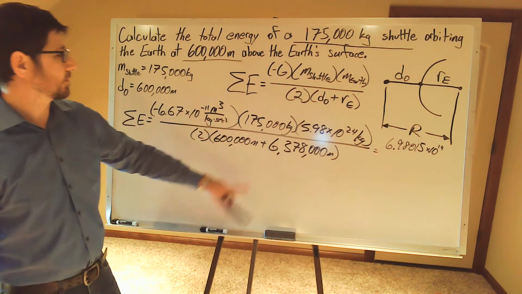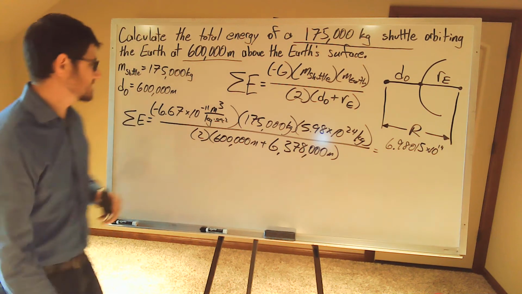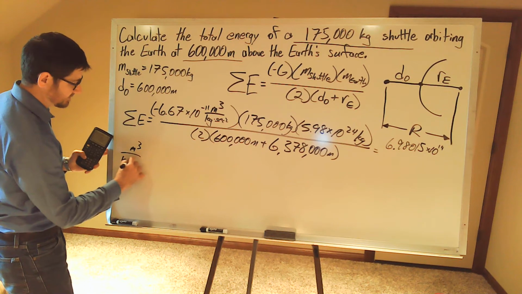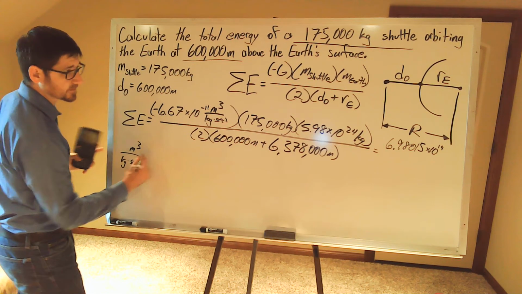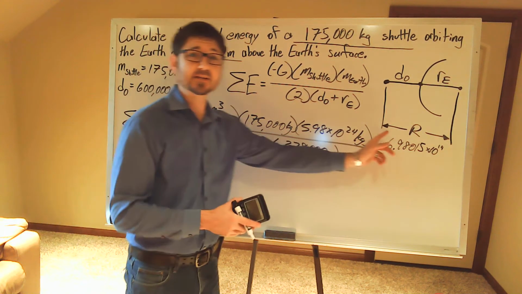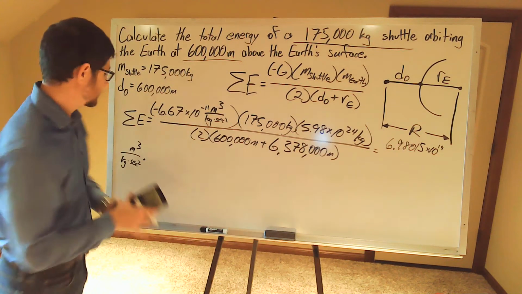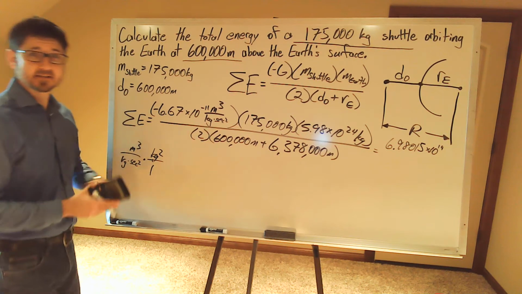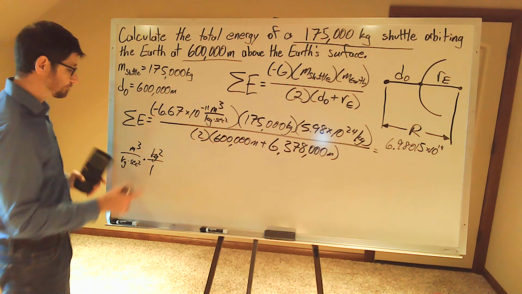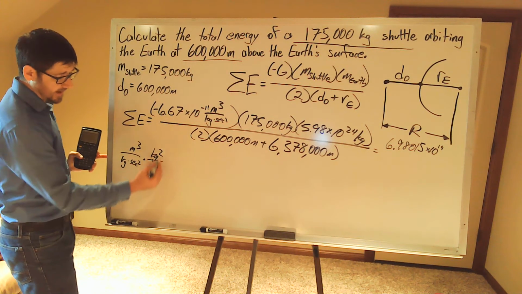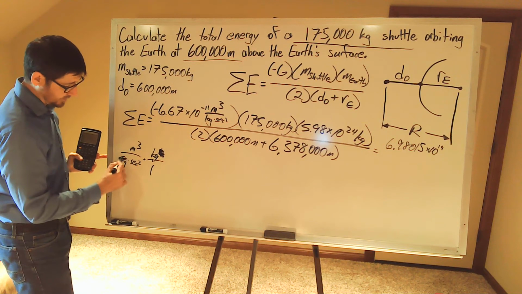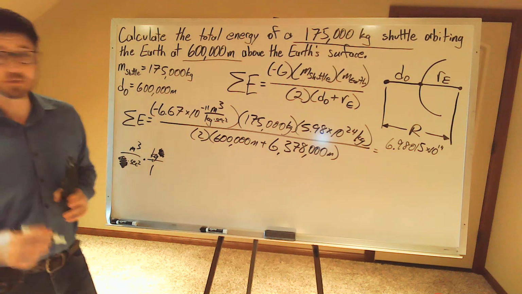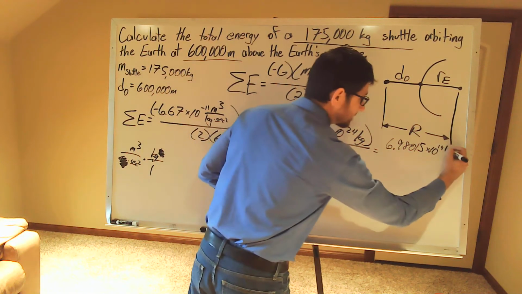Now, pretty big number, but let's take a look at our units here. I have meters cubed per kilogram second squared times a kilogram times a kilogram. This is going to be kilograms squared, which algebraically we can write as kilograms squared over 1. So we can see that one of our kilograms is going to cancel. And I'm going to have units of kilogram meter cubed per second squared.